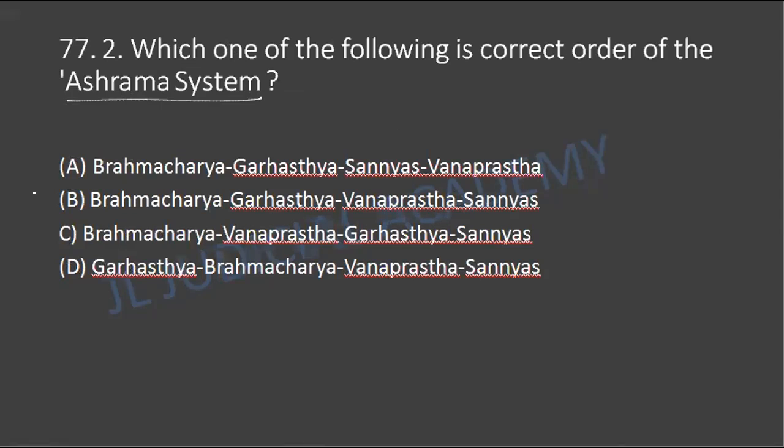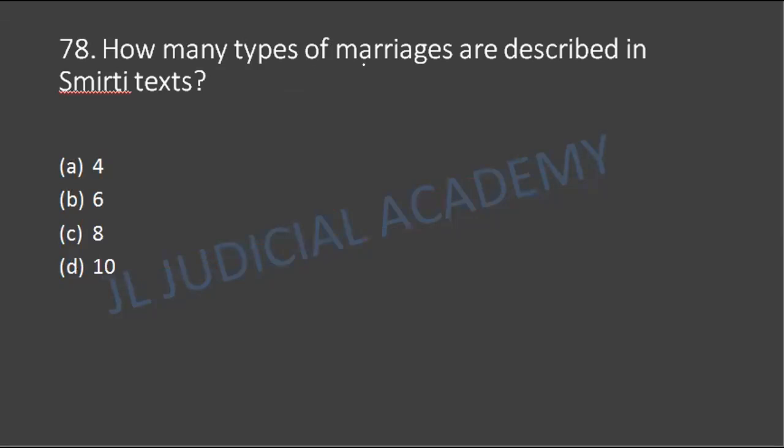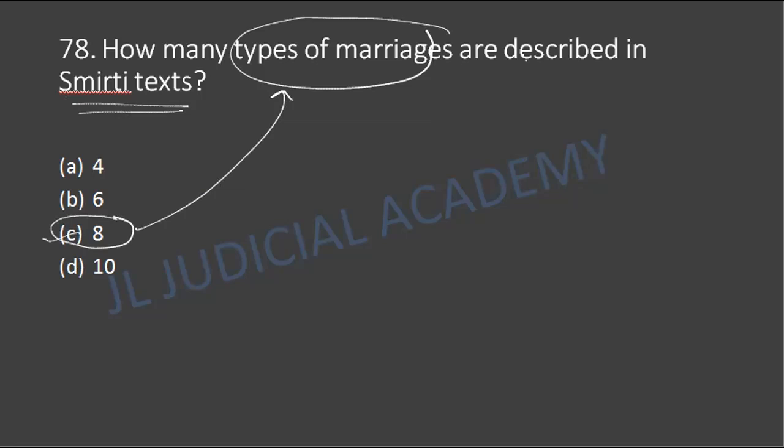I'll directly say the correct answer. It is brahmacharya, then grihastha, then vanaprasth, and then sannyas. Next, how many types of marriages are described in Smriti texts? कितने types of marriages जो हैं Smriti text में described हैं? The answer is C. There are 8 types of marriages that are described in Smriti texts.